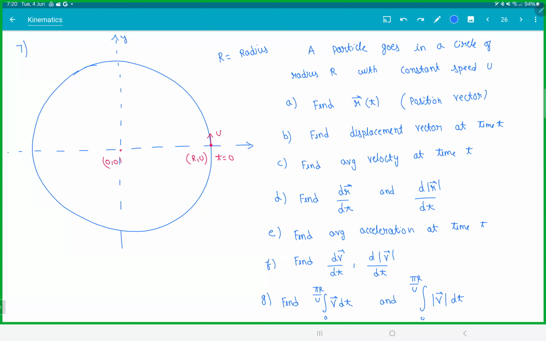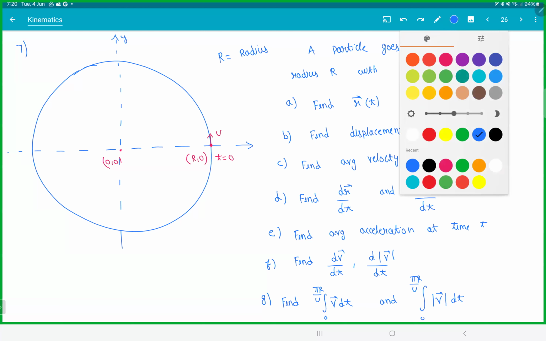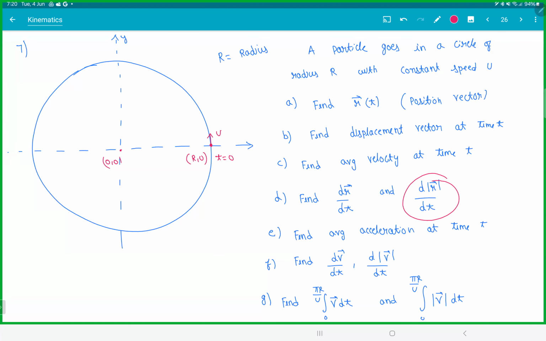It is not speed. You know what will be speed? This is speed. Mod of dr by dt is speed. The magnitude of velocity is speed, isn't it? So where you keep the mod will change the whole meaning. So if I ask you this question in the exam, I would ask you this guy, and this guy, and this guy. These are the 4 things maybe I would have asked you.